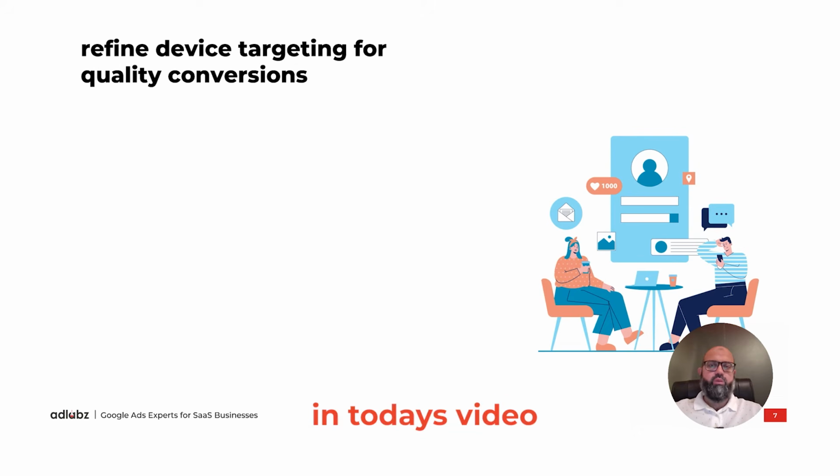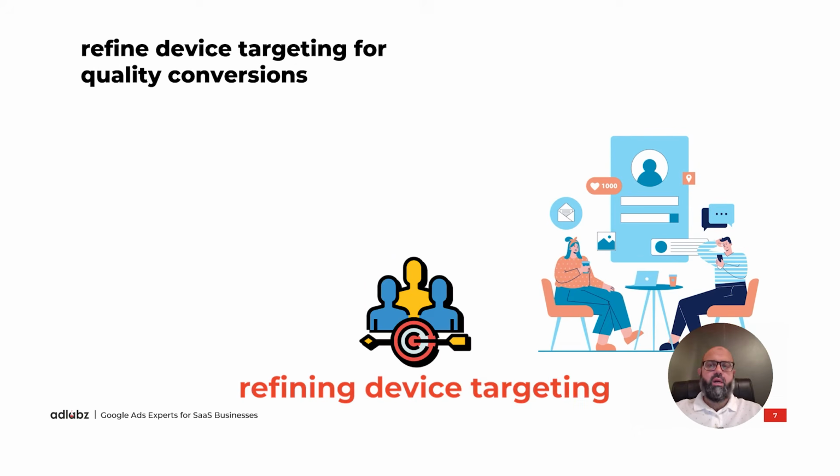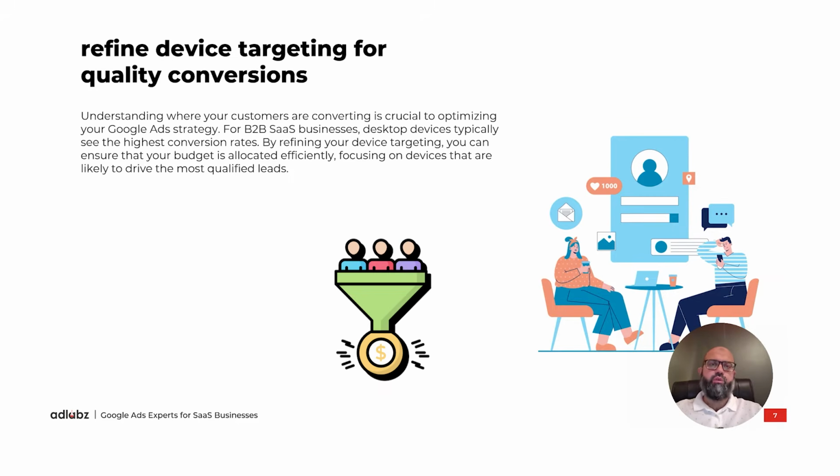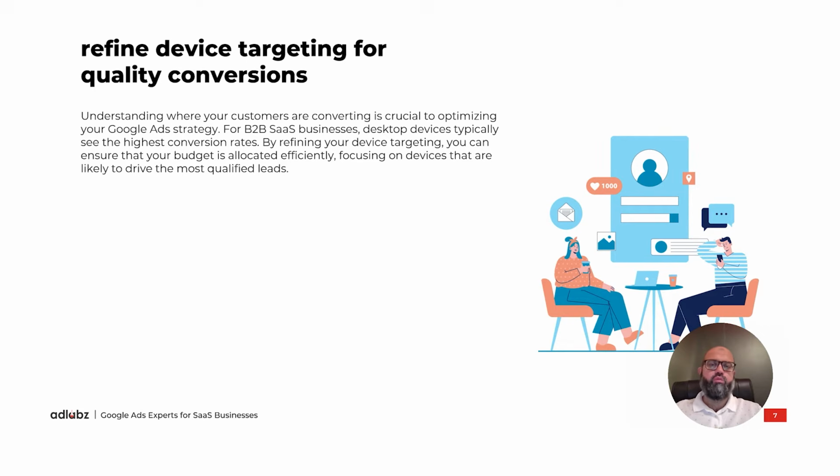Hey everyone, in today's video we'll talk about refining device targeting for quality conversion. So for B2B SaaS businesses, desktop devices typically see the highest conversion rates. If you refine your device targeting and focus more on desktop devices, you may see a higher conversion rate.